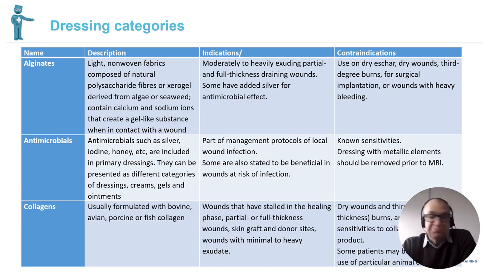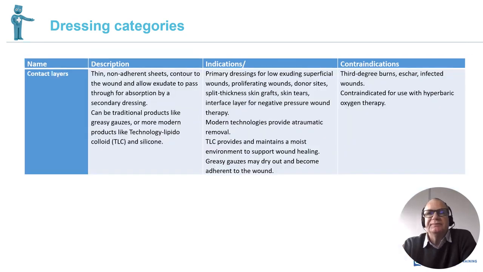Collagens, many different types of dressings out there. They're usually from animal, either from bovine, avian, porcine, nowadays even from fish. They can be used in some types of wounds that have been stalled. They can be quite expensive, so we have to use them meticulously.